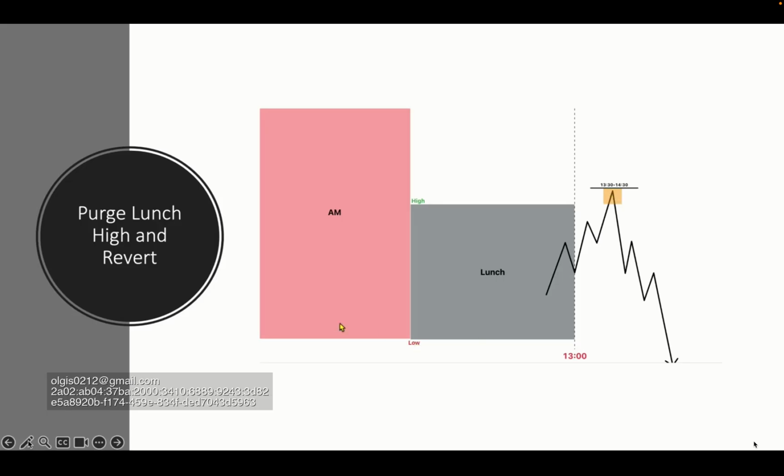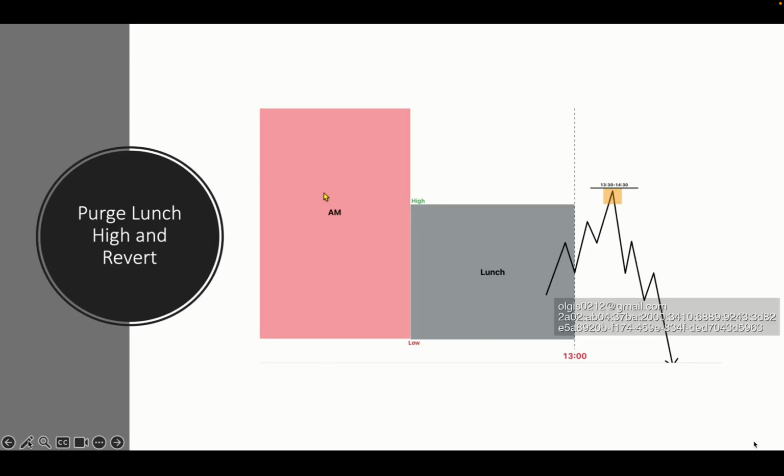It is important to note that it is not required for AM and lunch to create relatively equal lows for this scenario to unfold. It is also possible that lunch could already take out the AM lows and that the market would then still trade above the lunch high and then reverse above there.